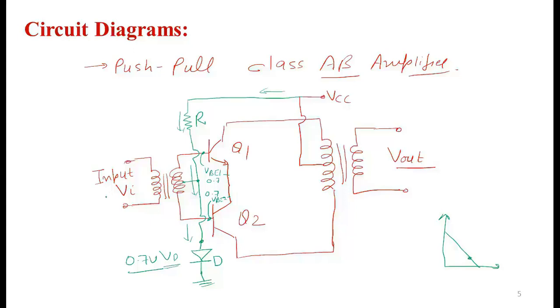Now when the AC input signal is applied, during the positive cycle, when the input signal is just above 0 volt, the transistor Q1 starts conducting. Hence, the current will flow in this direction. Here we have the ground terminal. So the current will flow in this direction and we will receive the output voltage as the positive cycle. During the negative cycle, transistor Q2 starts conducting.